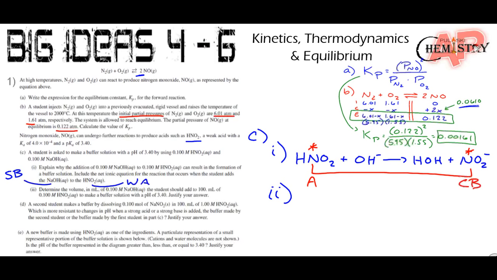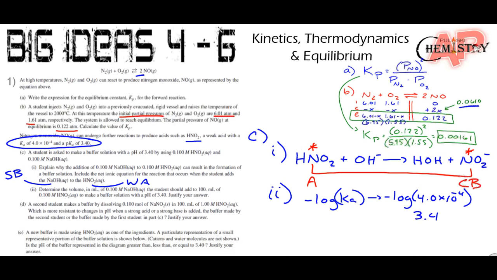Double I, determine the volume in milliliters of 0.1 molar NaOH the student should add to 100 mils of the HNO2 to make a buffer solution with a pH of 3.4, and then justify your answer. I believe the key to this problem is the information right here. It started getting me to think about what the Ka and the pKa being given to me is. So what I did for a moment was take the negative log of my Ka, the negative log of 4.0 times 10 to the negative fourth. And what I got was 3.4.